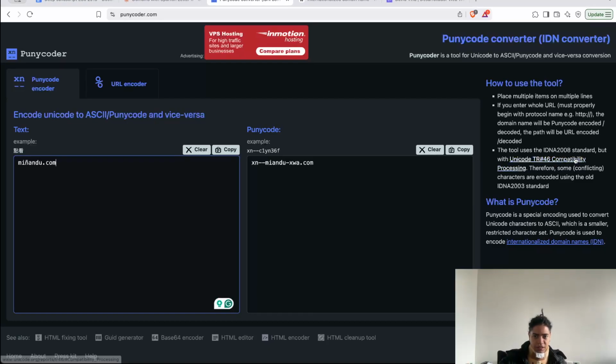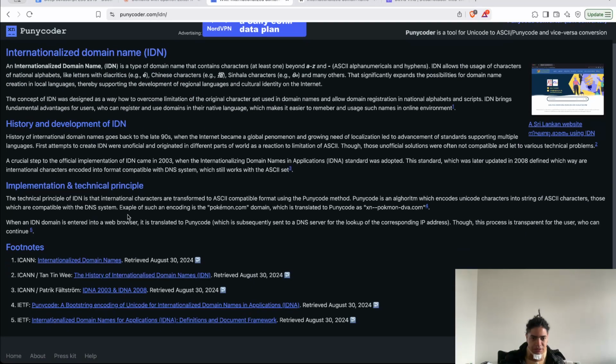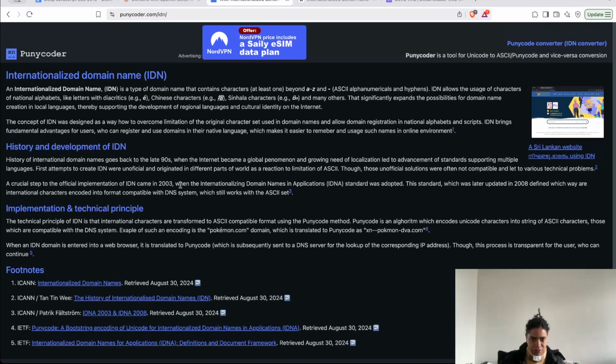The tool used IDNA, International Domain Names in Applications, the 2008 standard, but with Unicode TR-46 compatible processing. Therefore, some conflicted characters are encoded using the old IDNA 2003 for that. So what is Punycode? It's a special encoding used to convert a Unicode character to ASCII, which is a smaller, restricted character set. Punycode is used to encode international domains. This is very interesting.